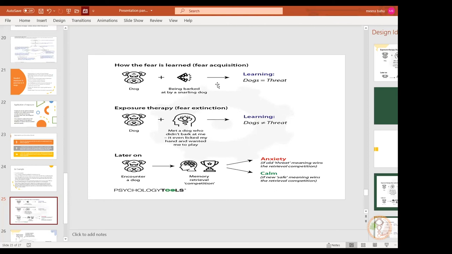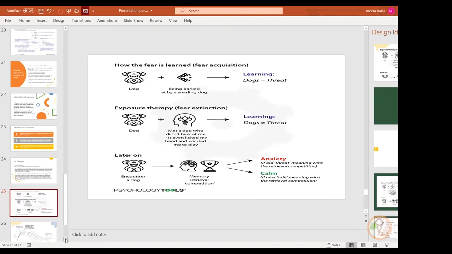So there was a competition, isn't it? The old memory is a threat memory. The new memory we are creating is a safe memory. So if the new safe meaning wins the retrieval competition over and over again, then obviously that person is going to feel safe with the dog. If that's going to happen, you do need to do prolonged exposure. So you need to keep it repeated and prolonged.